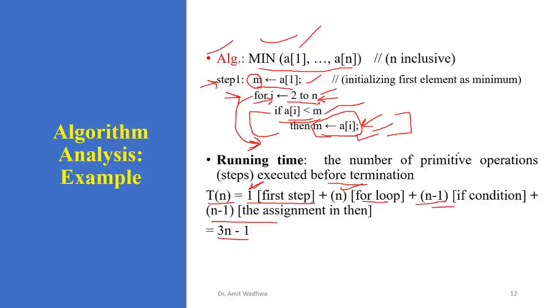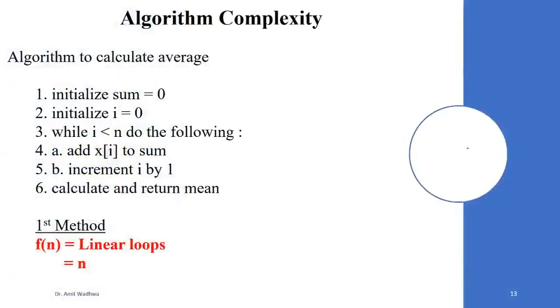Because running time is calculated based on the count of the number of key operations. Key operations are like assignment, which is a key operation, and starting a loop and checking the condition is a key operation. This comparison is also a key operation, and this assignment is also a key operation. So based on that, we calculated 3n minus 1 as the total number of computation steps required to perform this. So this is how we can analyze a normal algorithm based on the requirement.